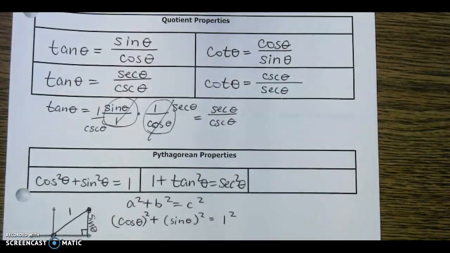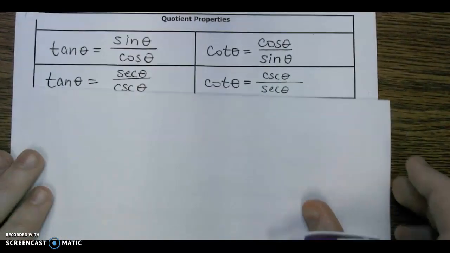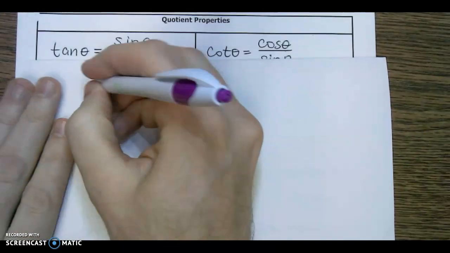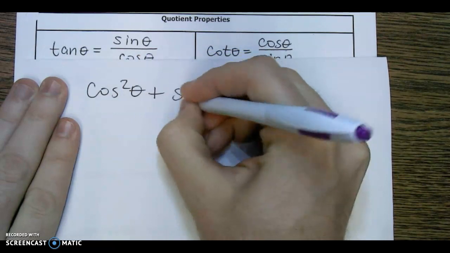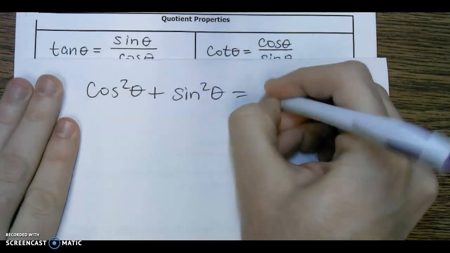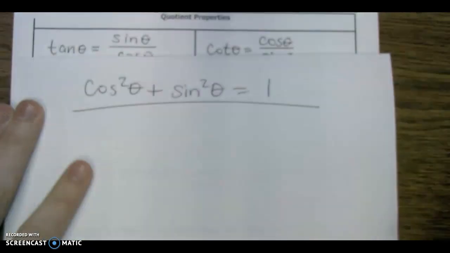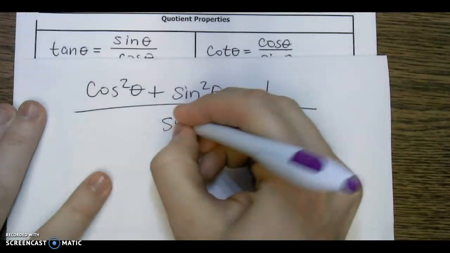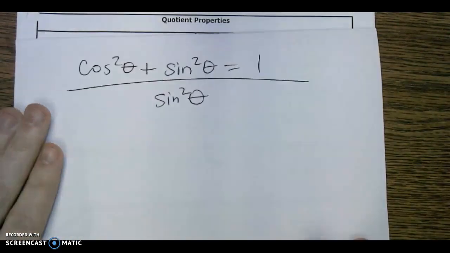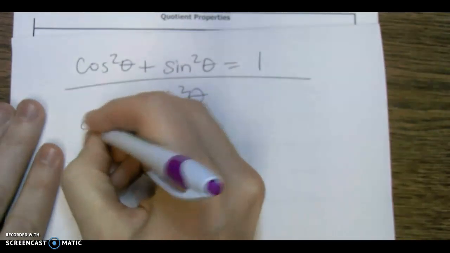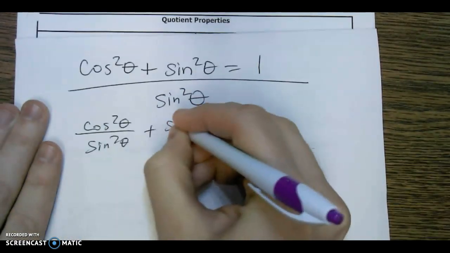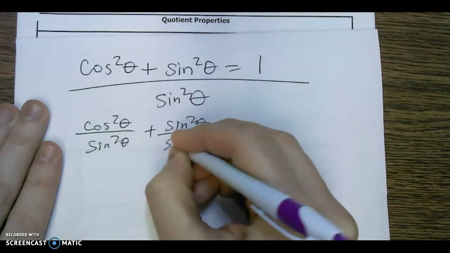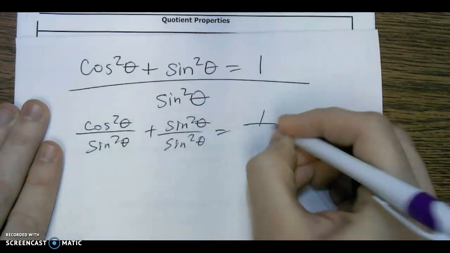All right, we're going to do that again, only instead of dividing by cosine squared this time, let's divide by sine squared. So start with your original. And now we're going to divide it all by sine squared. So that would give me cosine squared over sine squared plus sine squared over sine squared equals 1 over sine squared.